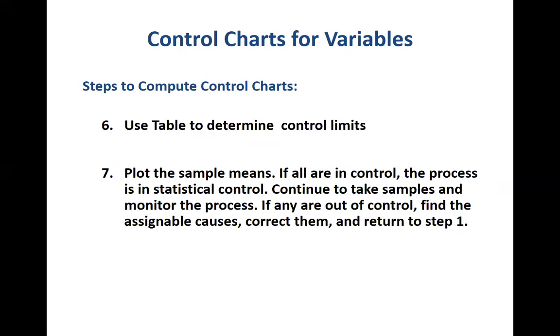If everything is in control, then the process is in statistical control, because both R chart, we find everything is in control, and in XBar chart also, everything is in control. And we continue taking samples and monitor the process. If anything is outside the control, then we will find assignable causes for why it might be happening. We will correct them and go back to step 1 to collect the sample and continue looking at potential assignable causes. So let's look at an example to understand this better.